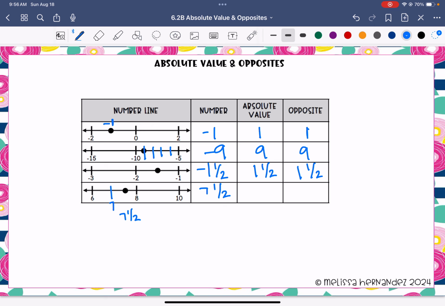How far is 7.5 to 0? 7.5. And what would be the opposite of 7.5? Well, the opposite of a positive would be a negative. So it's -7.5.